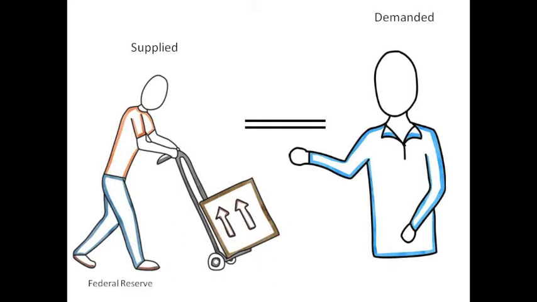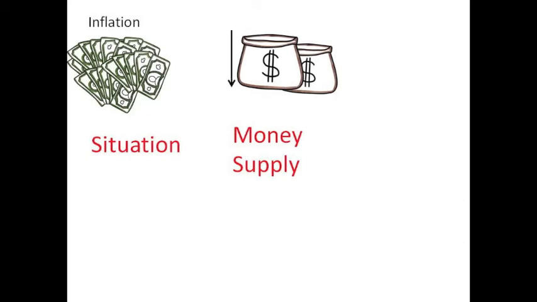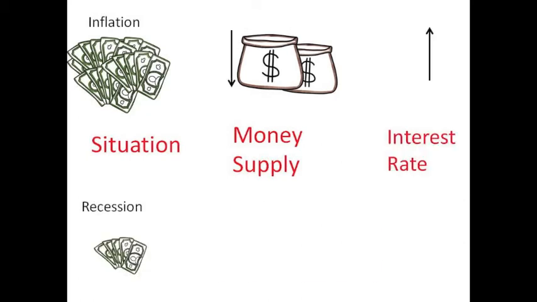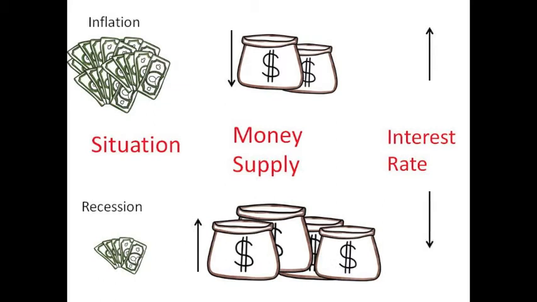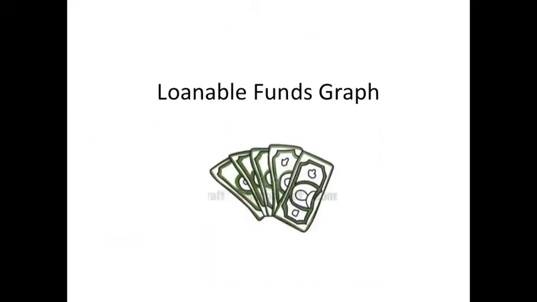When the Fed changes the money supply, they can then change the interest rate. In an inflation, the Fed will decrease the money supply, which will then increase the interest rate. In a recession, the Fed will increase the money supply, which will then decrease the interest rate. Next, we are going to learn about the loanable funds graph.